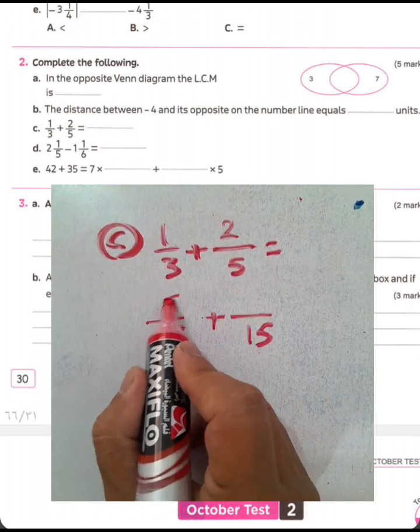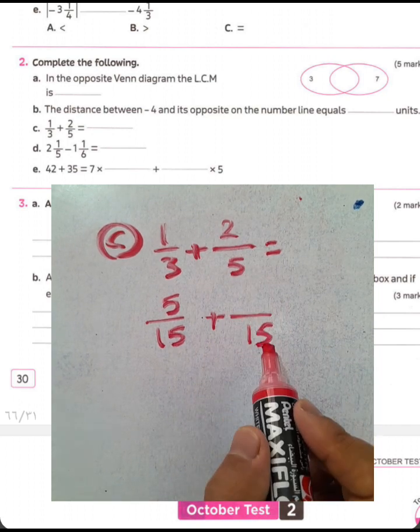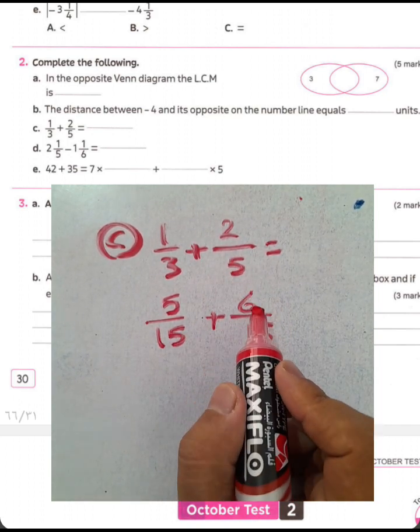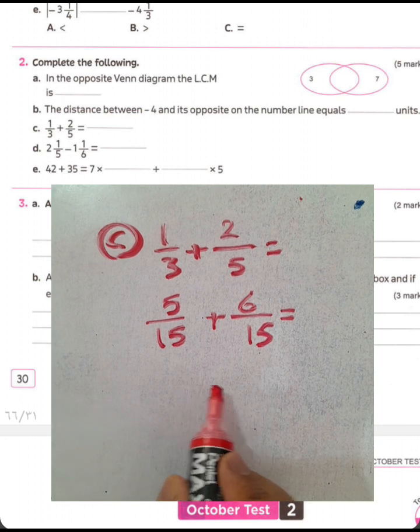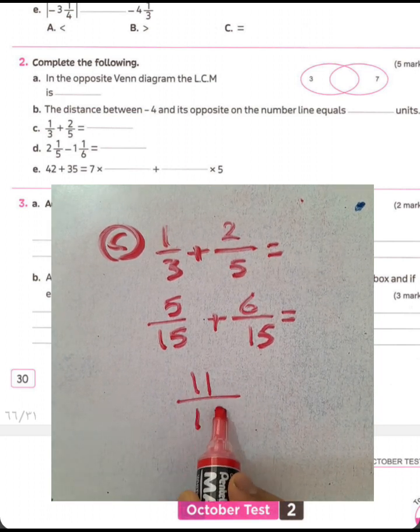1 times 5 equals 5. 3 times 5 equals 15. 2 times 3 equals 6. Then the result will be 11 over 15.